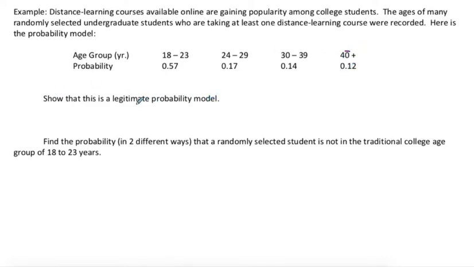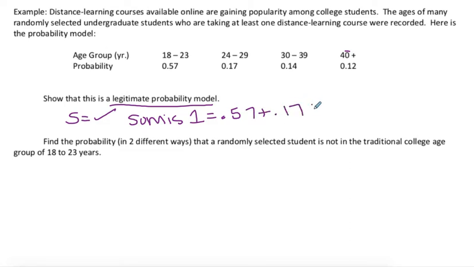Show that this is a legitimate probability model. Does that mean I have all the sample space? Have I observed all the possible outcomes? That's correct. We have over 18. I haven't missed any years or skipped anything, so I have all of those. Then we can show that the sum is 1. If we add 0.57 plus 0.17 plus 0.14 plus 0.12, when we add those on our calculator, we get 1. So that checks us off as well.